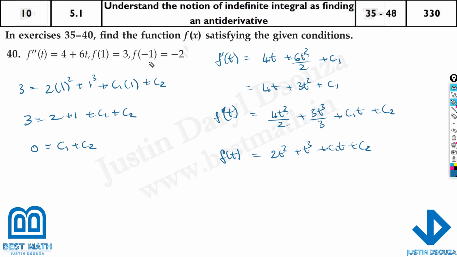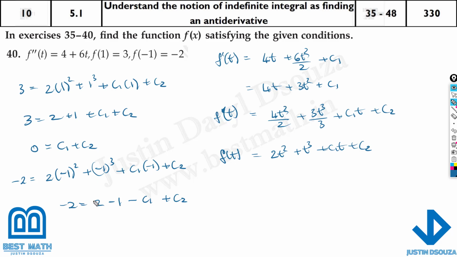So now let's put the second condition over here. That's going to be minus 2 equal to 2 times minus 1 the whole square plus minus 1 the whole cubed plus C1 times minus 1 plus C2. Now let's try simplifying this. Minus 2 equals, now minus 1 squared will be positive 1, so it's going to be 2 itself. But this is power 3, so it's minus 1. Minus 1 to the power 3 will be minus. If it's an odd number, the negative sign remains. If it's an even number, it will be positive. Minus C1, because minus C1 times minus 1 is minus C1, plus C2.